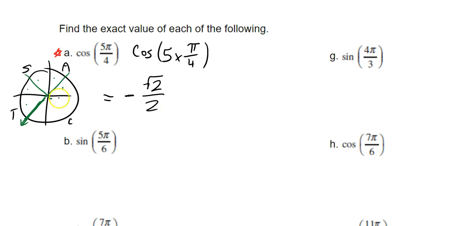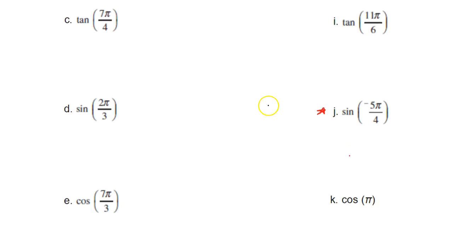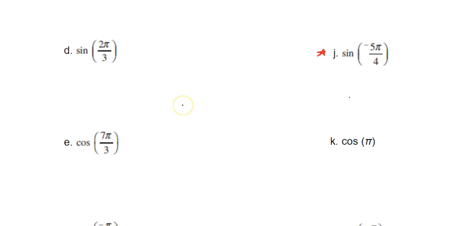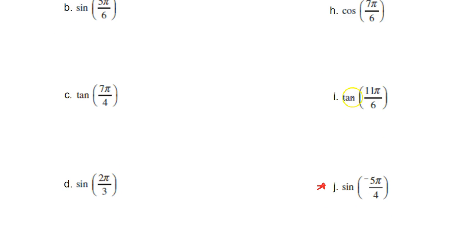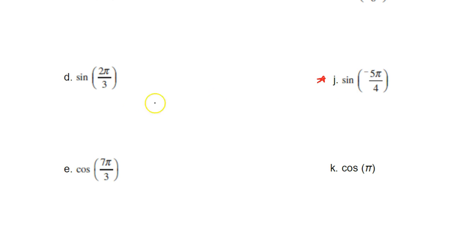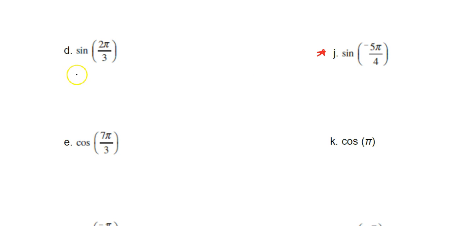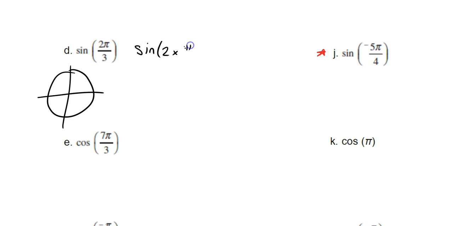Okay, let's try another one like that. Down here, negative 5 on 4. Have I done the same thing? 5 on 4. I have. I'll pick a different one. Let's go sine 2 on 3. Okay, so I'm going to split it. I'm going to divide my pi into 3 pieces. Yes, that's 3 pieces.